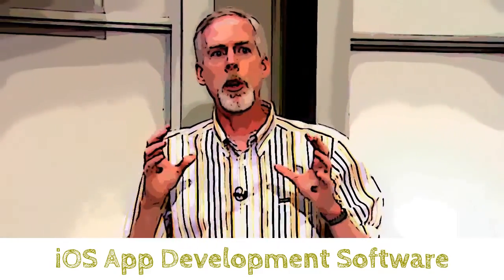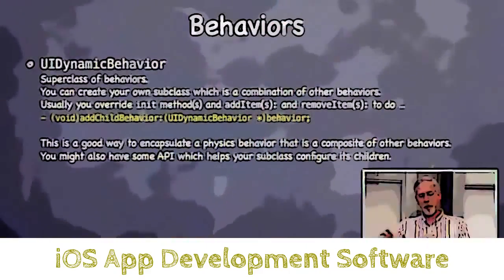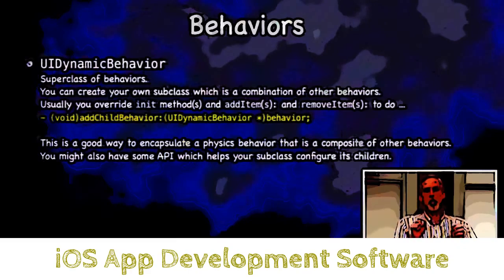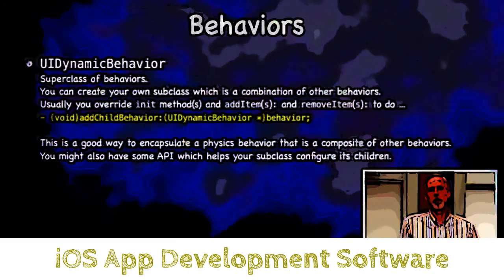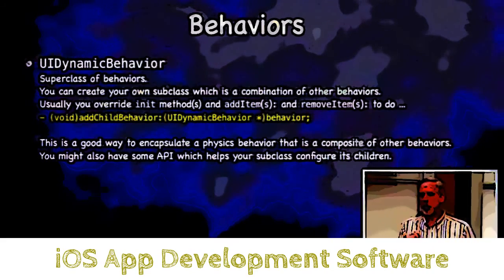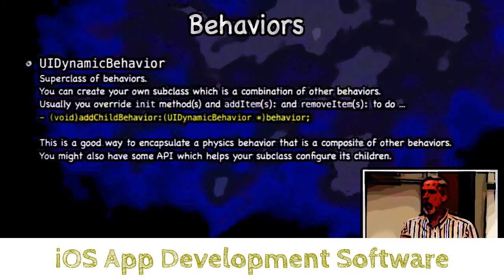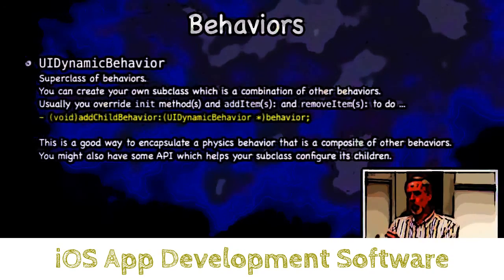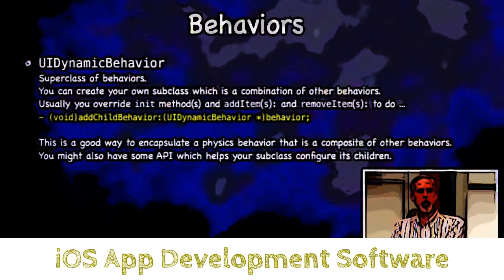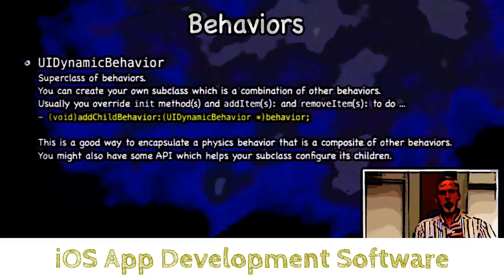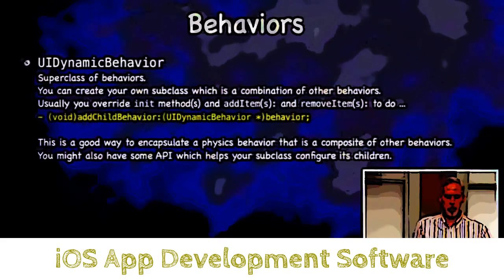UIDynamicBehavior is the base class for gravity behavior, collision behavior, all these. You can also create your own subclass, and usually when you do, your implementation just adds other behaviors as child behaviors. So there's a method in UIDynamicBehavior called addChildBehavior, and you can add a gravity, collision, UIDynamicItemBehavior as sub-behaviors. And this is very common to do just to clean up your API, to group behaviors that go together into their own class, okay? Their own UIDynamicBehavior subclass. And all that thing usually has is child behaviors and then maybe a little bit of API to add the items in a certain way or have them interrelate in some other way.